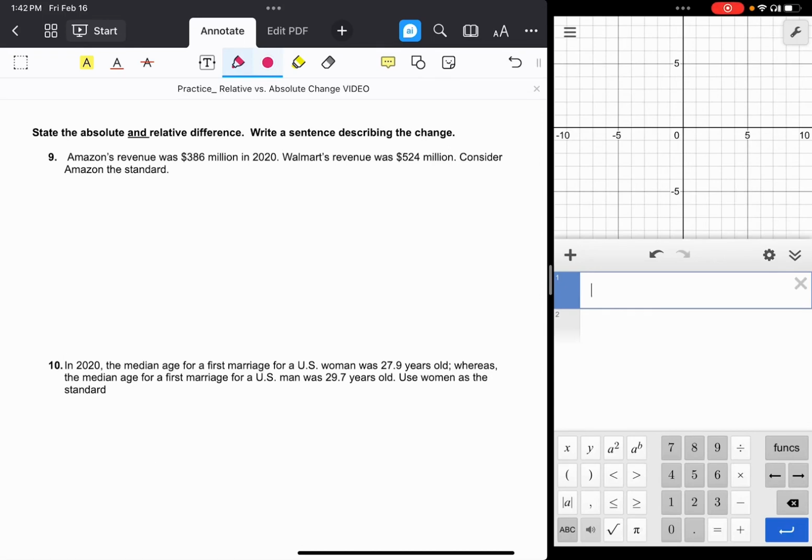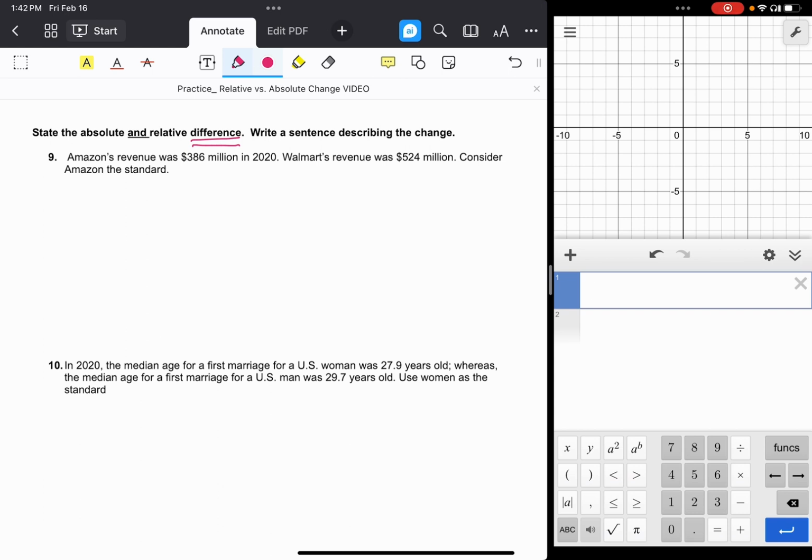This final video for our absolute and relative change practice will focus on absolute and relative difference. So remember, the general formula for these is pretty much the same as our absolute and relative change. The difference is what we're comparing. When we were looking at absolute and relative change, we're looking at the same thing and how it changed over time. Versus an absolute and relative difference, we are comparing two different things and saying how one is more than or less than the other.